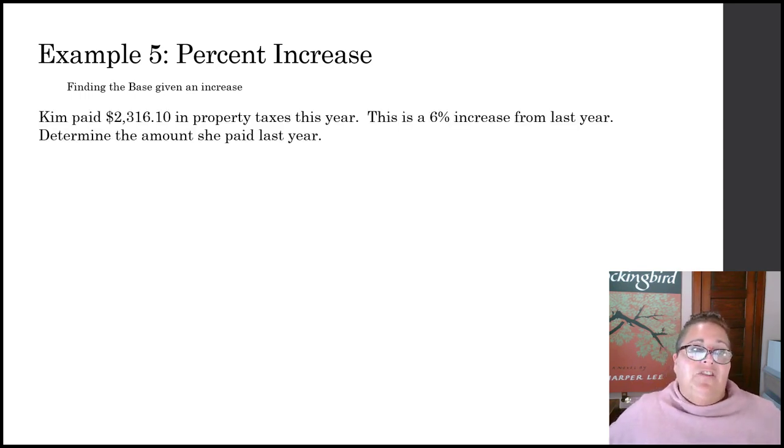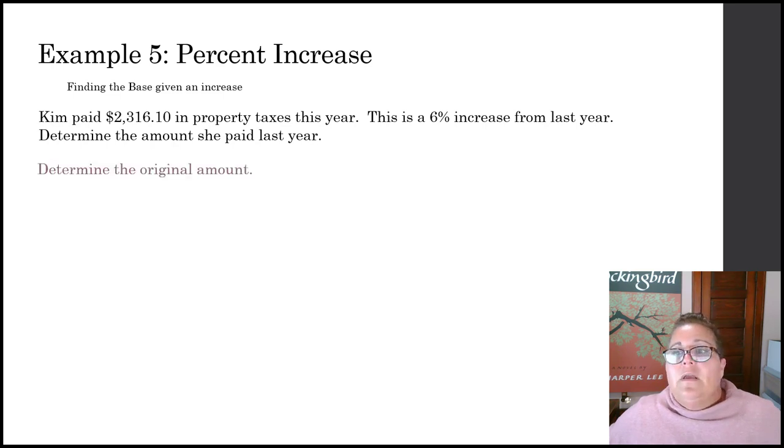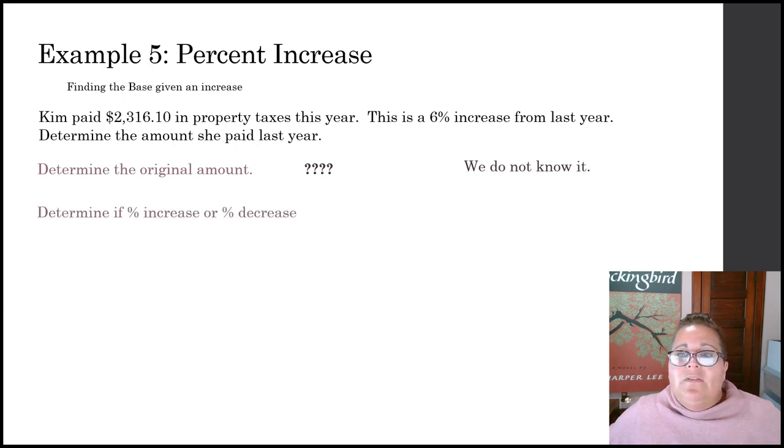So Kim paid $2,316.10 in property taxes this year. This is a 6% increase from last year, and we want to determine the amount she paid last year. So we want to determine the original amount. The problem is we don't know that. We don't know what the original amount is. That's what we're trying to find.